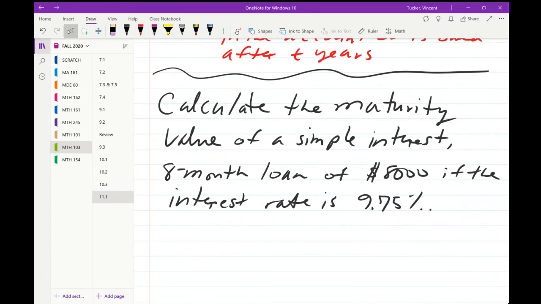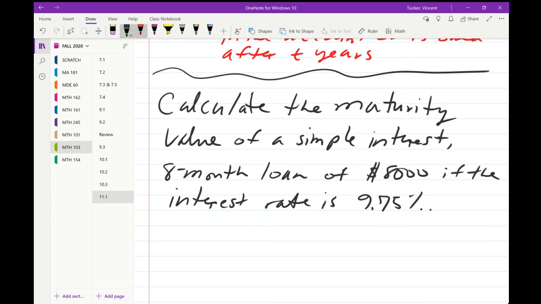So calculate the maturity value of a simple interest 8-month loan of $8,000 if the interest rate is 9.75%. All right. So I'll show you both ways of doing it. One way is to calculate the interest separately and then add it to your principal. And then the other way is to use the second formula that I gave you. So we'll do both ways just to show you how they work.